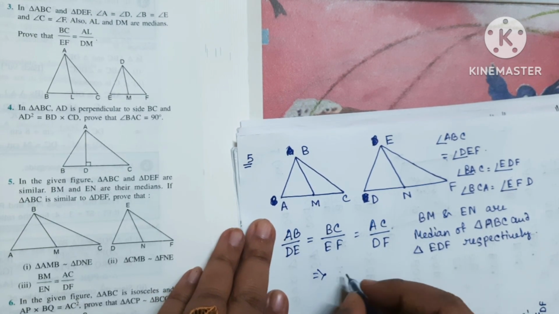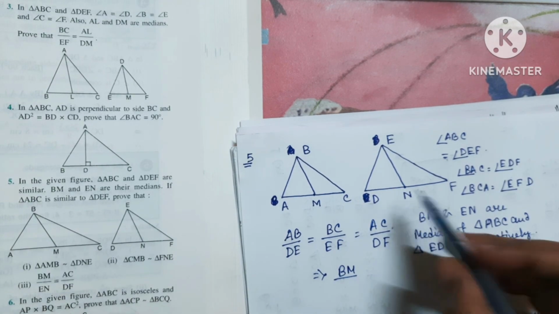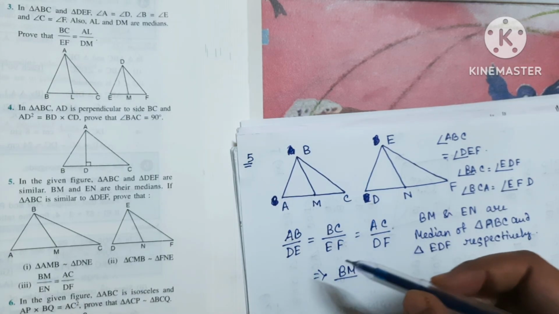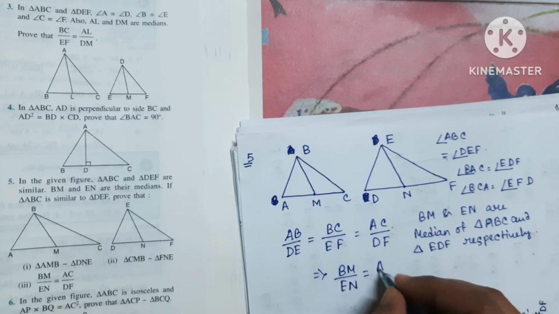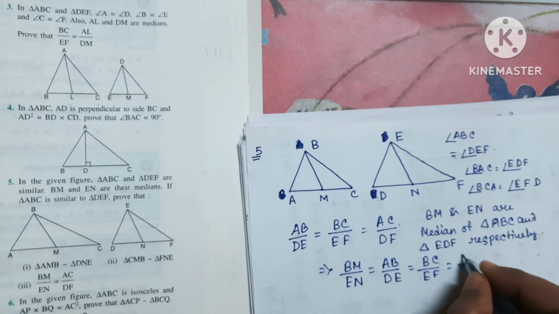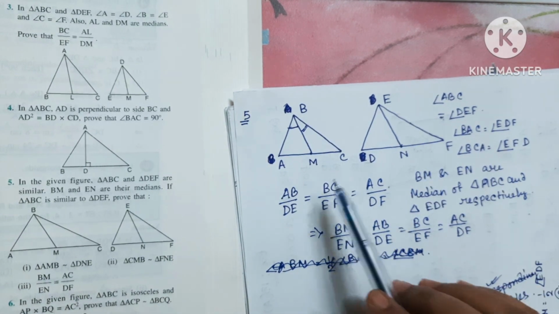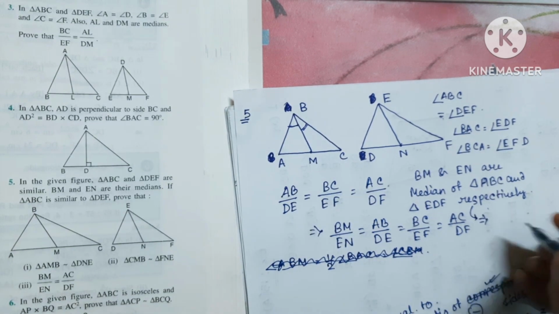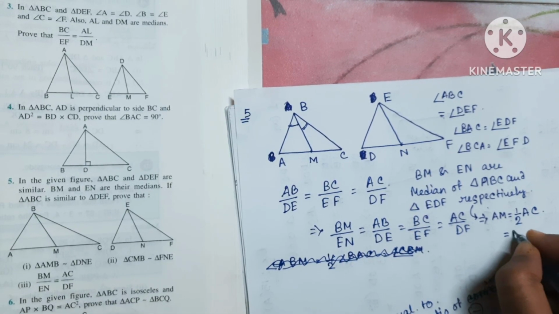That means BM by EN, the ratio of medians, will be equal to the proportion of corresponding sides. That means this is equal to AB by DE is equal to BC by EF is equal to AC by DF. Now see, since BM and EN are medians of these two triangles, AM is equal to half of AC. This implies AM equals half of AC, which is equal to MC.